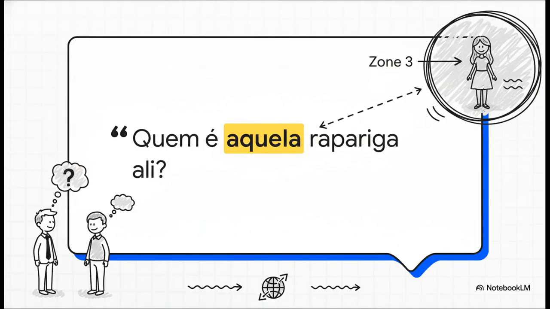And to round out our examples, let's look at this one. Quem é aquela rapariga ali? The girl, rapariga, is feminine, so that's part of it. But the key is her location. She's not near me, she's not near you, she's far away from both of us, so we have to use aquela. And again, the clue word ali, which means way over there, just confirms she's deep in zone 3.